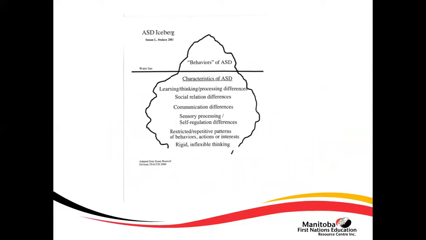So this is an iceberg that was adapted by Susan Stokes. And I just wanted to put it in here to kind of illustrate that a lot of the times what we're seeing is the behaviors associated with ASD, and those behaviors are above the waterline. As you can see, it's just the tip of the iceberg, and there's so much more going on beneath the surface that we don't always see or know that's happening. So you could see those neurological characteristics that are likely influencing some of the behaviors we're seeing.